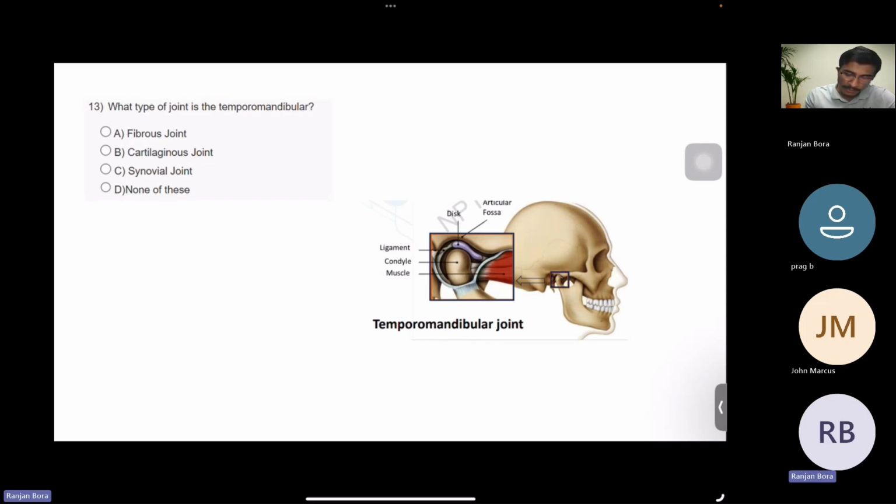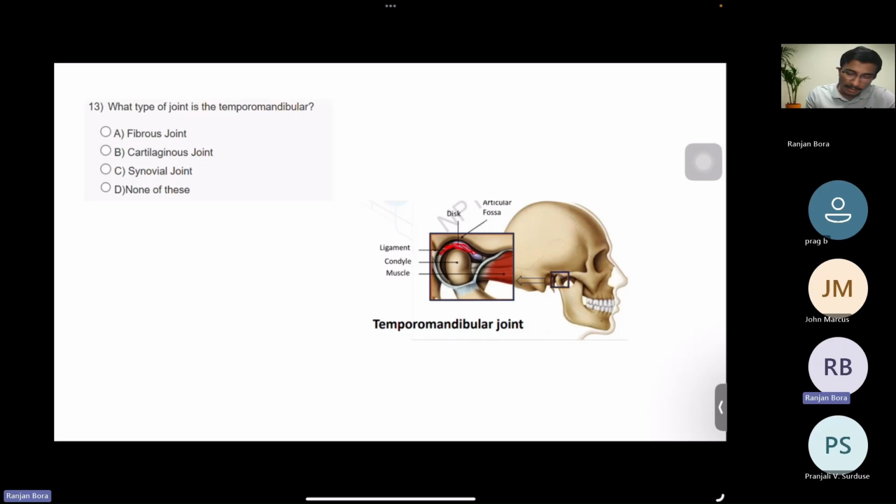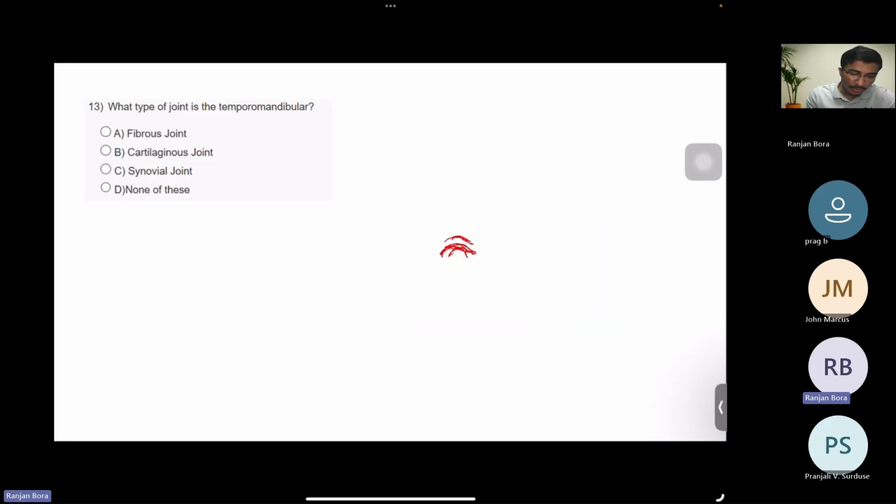There is a cavity and there is the synovial fluid. And why is there synovial fluid? To resist bone to bone contact. If there is no fluid, then these bones will come in contact with each other. Okay, 12th question.